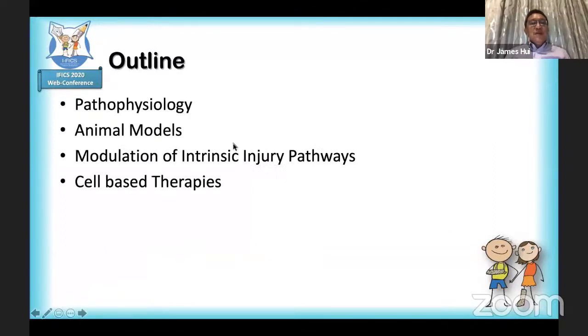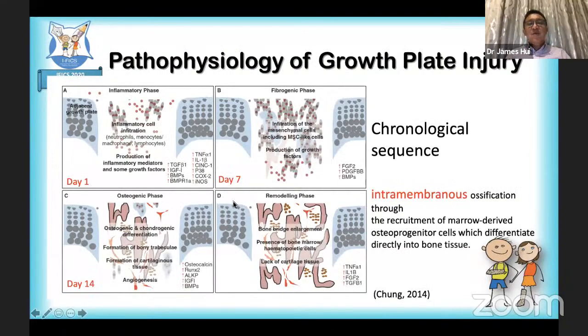The outline of the lecture will be on the pathophysiology of physeal injury and the animal models in physeal repair, what people try to use for modulation of the injury pathways, and what cell therapies are available.